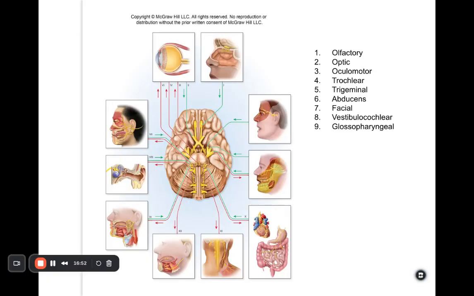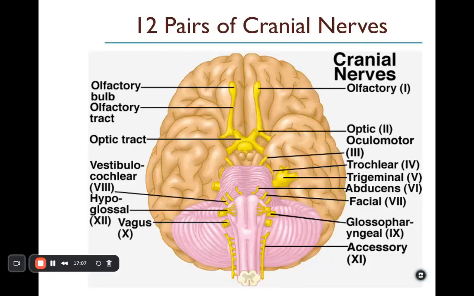vestibulocochlear. That's the vestibule of the ear and the cochlea of the ear. A glossopharyngeal, so that's your pharynx area, and glossus, that's your tongue. Vagus, accessory, hypoglossal, so under your tongue. Here they are again. Now we're looking at it from the bottom view of these pairs of cranial nerves. You can see them there.